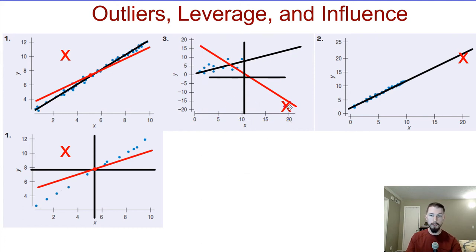So that one would be considered to have a lot of influence, and of course it had a lot of leverage because it was so far from the x mean. And this one had leverage but not influence.